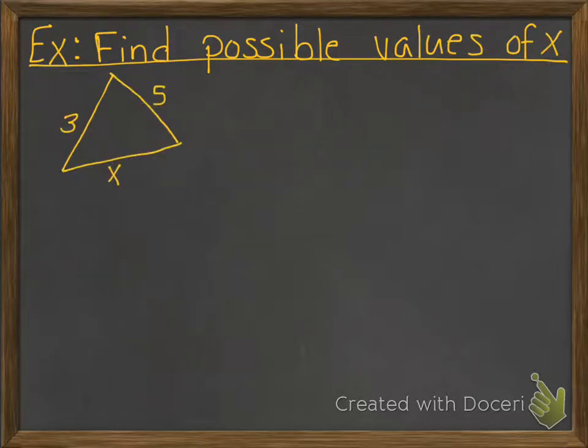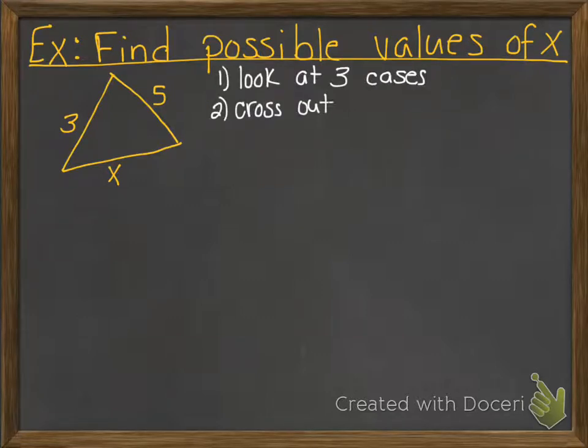All right, so with these, the way we're going to deal with finding my possible values of x is to set up my 3 cases. I know 2 sides added together must be bigger than my third, so I'm going to take all 3 sets of adding 2 sides. So the first one I'm going to do, well, here's what I just said.